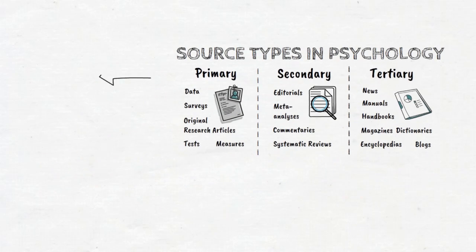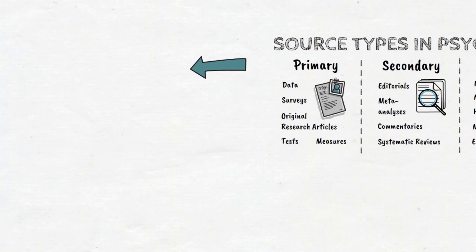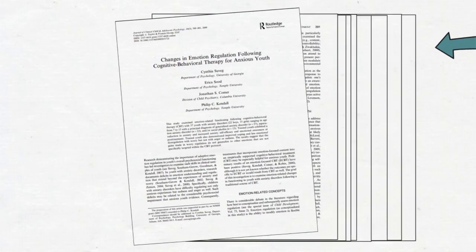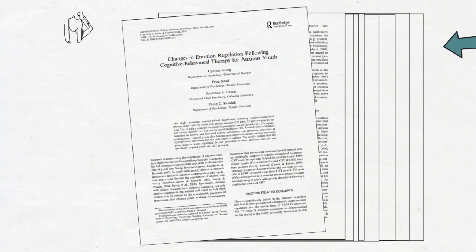Here's an example of a primary source in psychology. An original research article, sometimes called an empirical study. These articles report experiments conducted by psychological researchers. This one is titled, Changes in Emotion Regulation Following Cognitive Behavioral Therapy for Anxious Youth. Don't get intimidated by the specialized terminology. We'll talk strategies for this later.